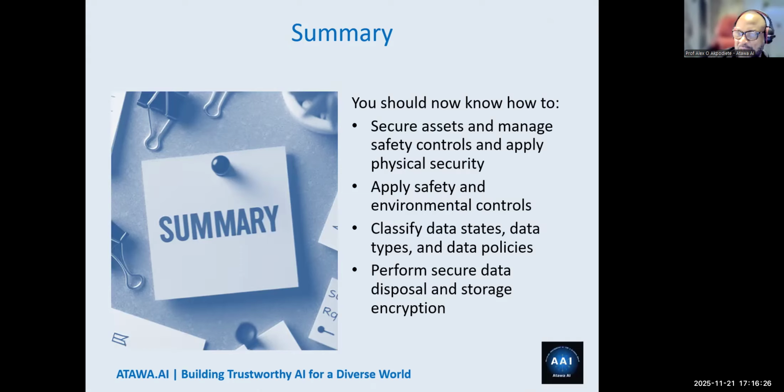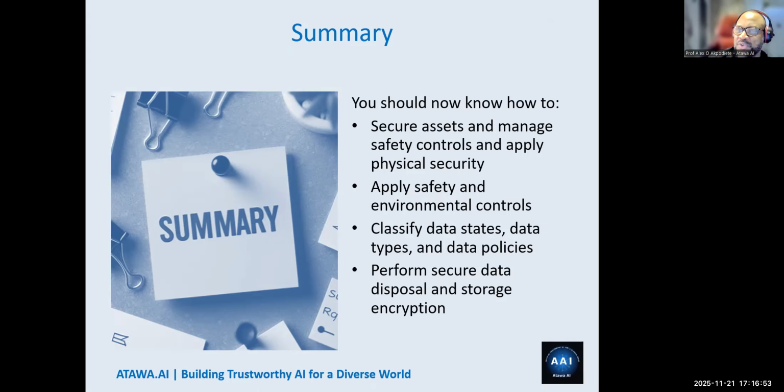All right, so in summary, by now you should understand secure assets and how to manage safety controls and apply physical controls, how to apply safety and environmental controls, how to classify data states: at rest, in transit, in use, the data types and what policies to apply to them, and then how to perform secure data disposal and storage encryption.